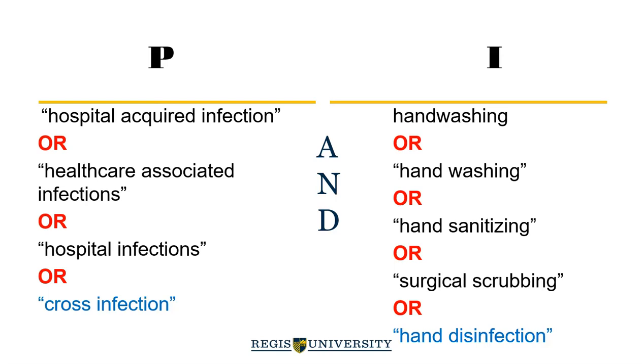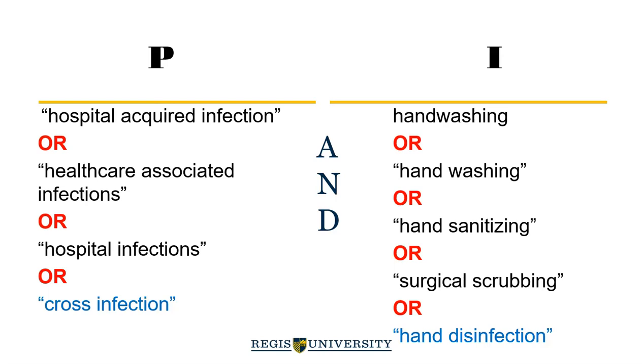You also see I added the Boolean operator OR, which I would use between all of the synonyms because it doesn't matter to me which synonym is used by the author. I just want one of those. And then linking the AND between the P and I part of my PICO question brings both of those sets of terminology together to be revealed in the results.